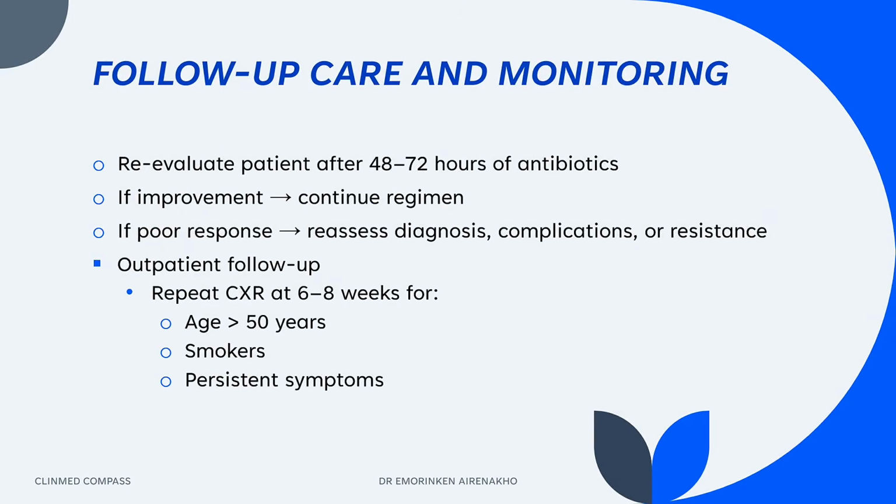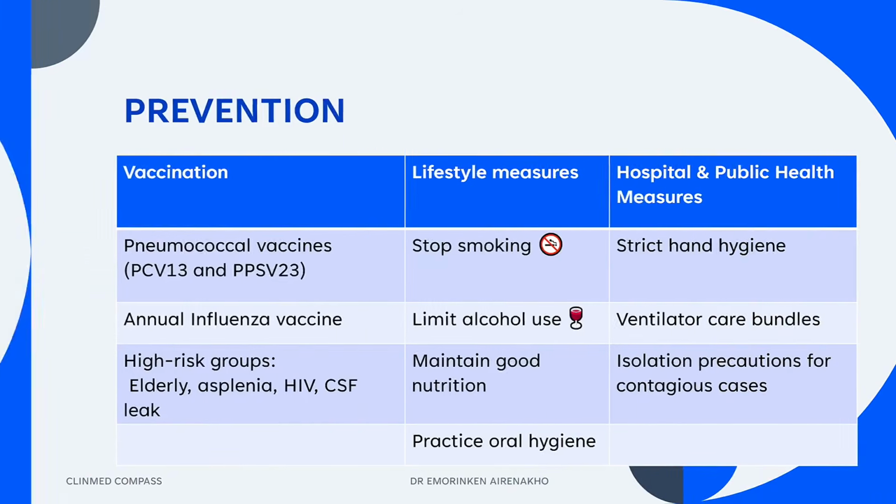After starting treatment, reassess patients at 48 to 72 hours. If the patient is improving, then you continue management. If not improving, you either think, could this be a wrong diagnosis or a resistant pathogen, or is there a complication? Repeat chest X-ray at 6 to 8 weeks if the patient is above 50 years, is a smoker, or symptoms persist. This is to help you rule out other pathologies like lung cancer.